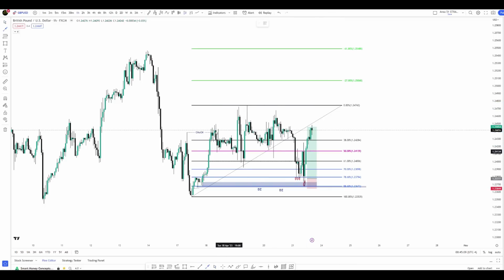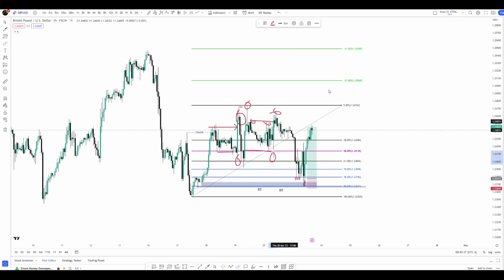Some people are just marking this support and resistance, selling from here, and now their stop loss is taken out. Now some are trying to sell from here, and the stop loss is taken out. Some started buying from here, the stop loss is taken out. Some have started buying from here, and then the stop loss is taken out. So there's a lot of manipulation going on anything above the 50%.